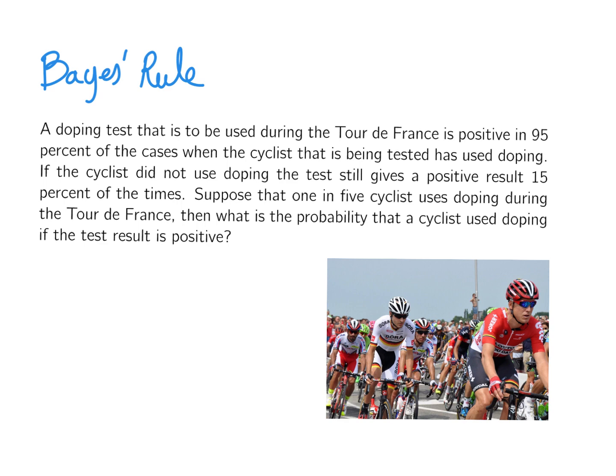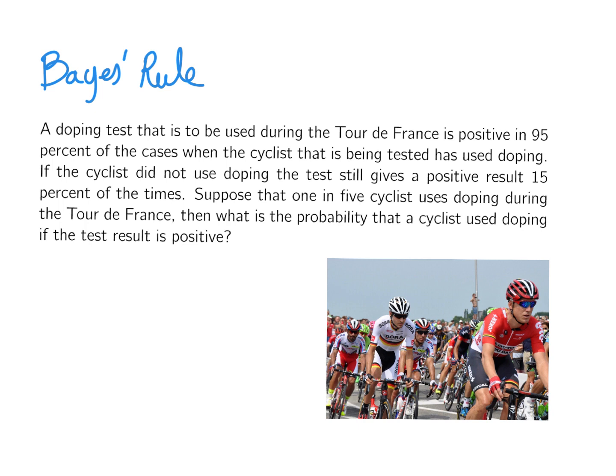So we have a new doping test, and it is positive in 95% of the cases when the cyclist that's being tested has actually used doping. And so it's not 100% accurate. If the cyclist, however, did not use doping, then the test still gives a positive result in 15% of the cases. So this means that you have a 15% chance that you get a false positive.